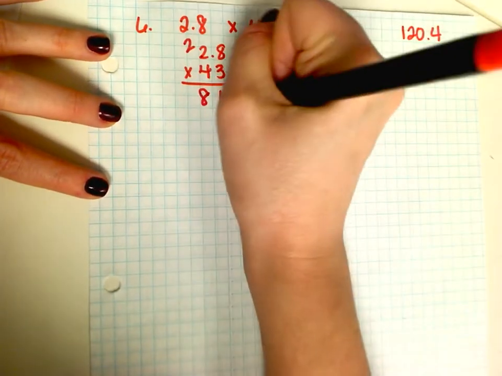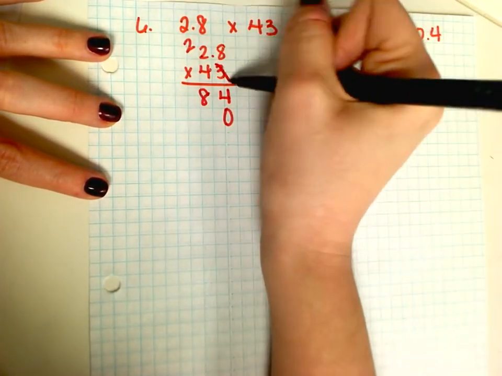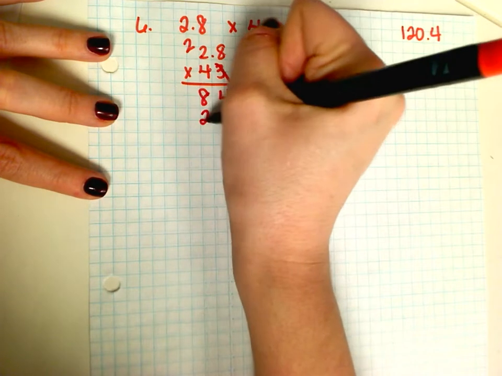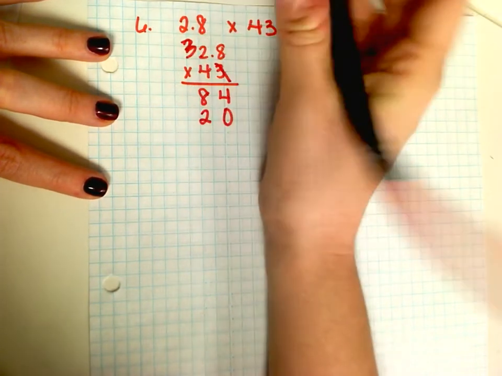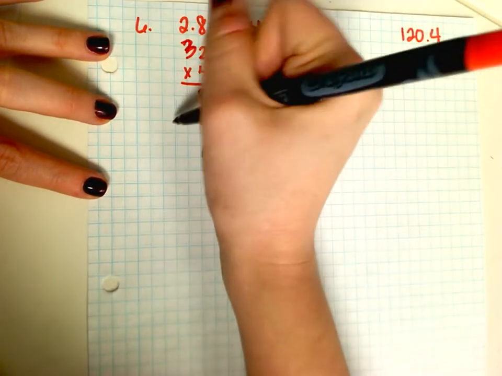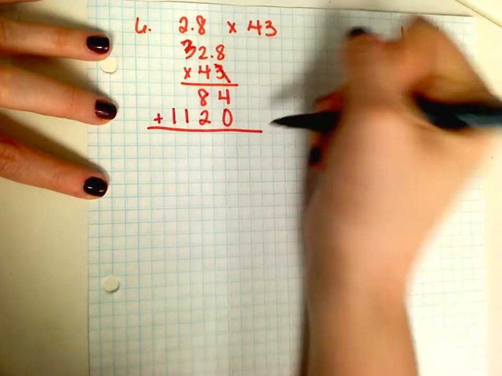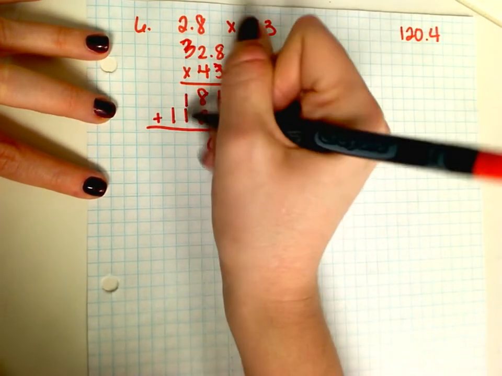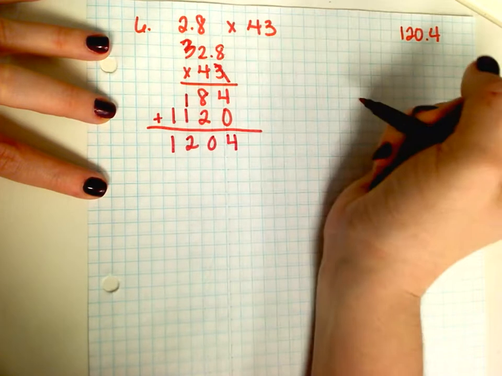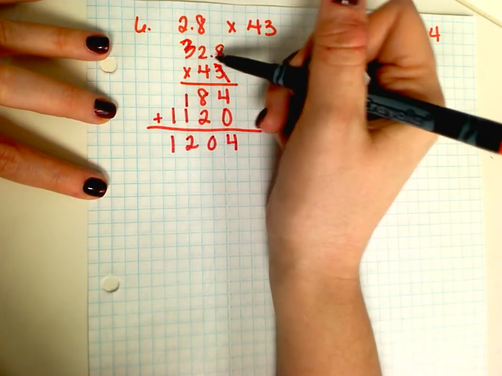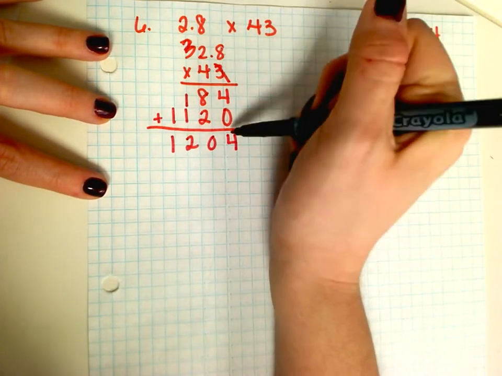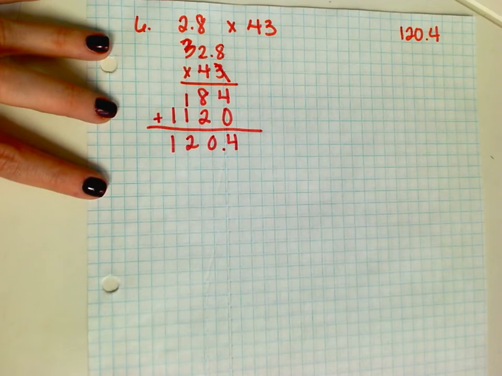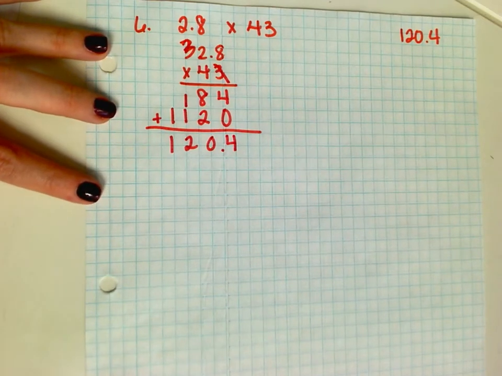Plus 2 is 8. 0 as a placeholder. Next row. 8 times 4 is 32. Put the 2 down. Carry the 3. 2 times 4 is 8. Plus 3 is 11. Add them together. 4 plus 0 is 4. 8 plus 2 is 10. 1 plus 1 is 2. Bring down the 1. I have one digit after the decimal point, so I'm going to do one hop back into the problem, and I get 120 and 4/10.